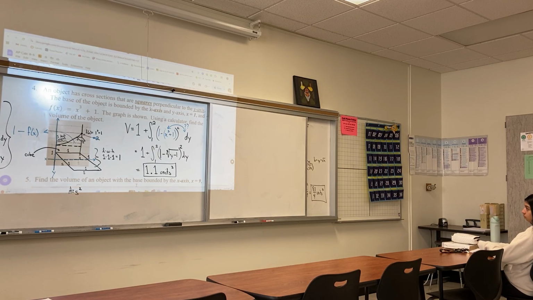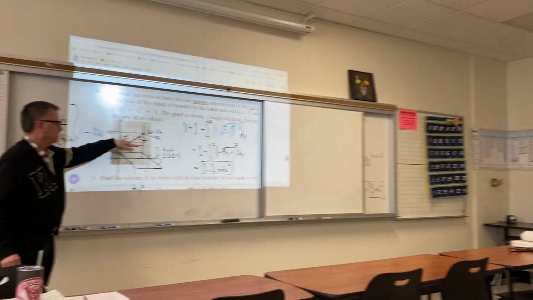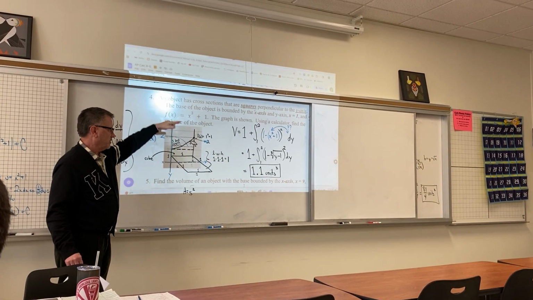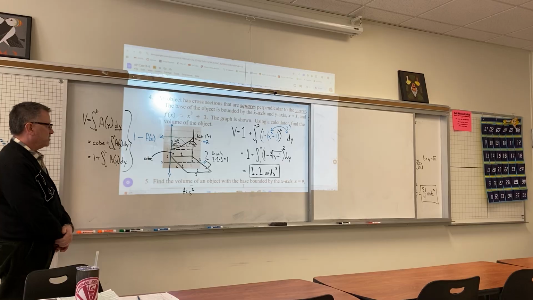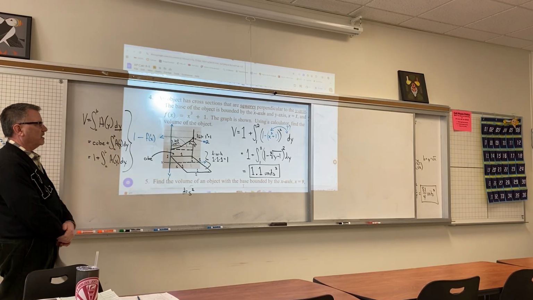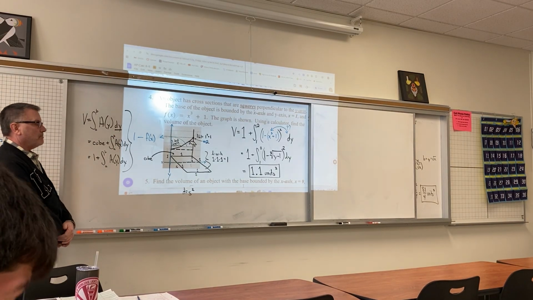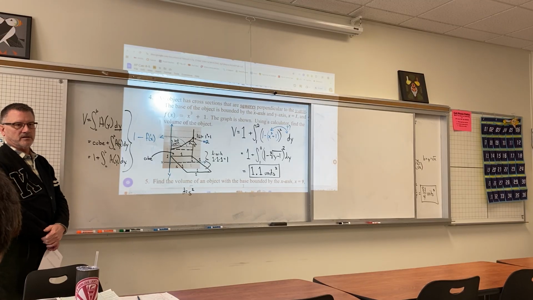Okay, anyway. The cross sections are squares. I know volume is the integral of the area. Why am I saying d1? The cross sections are perpendicular to the y-axis, so I'm going from here to here in terms of y. So I'm going to have dy. But I know the area of a square: it's side times side, or side squared.